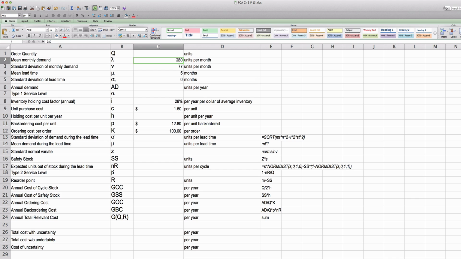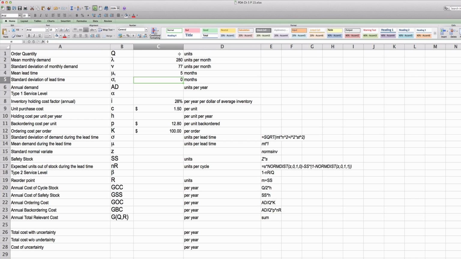The standard deviation of demand is 77, so that tells us that demand is in fact a random variable. And we're going to assume here that it is normally distributed. The lead time is 5 months and constant. We know it's constant because the standard deviation of lead time, sigma sub tau, is 0.